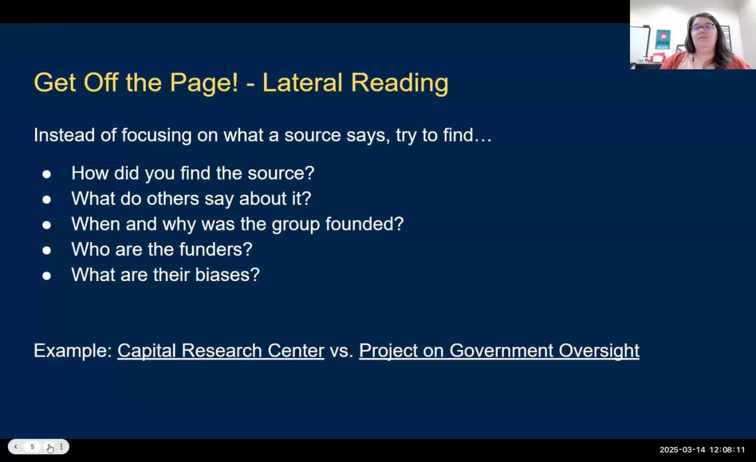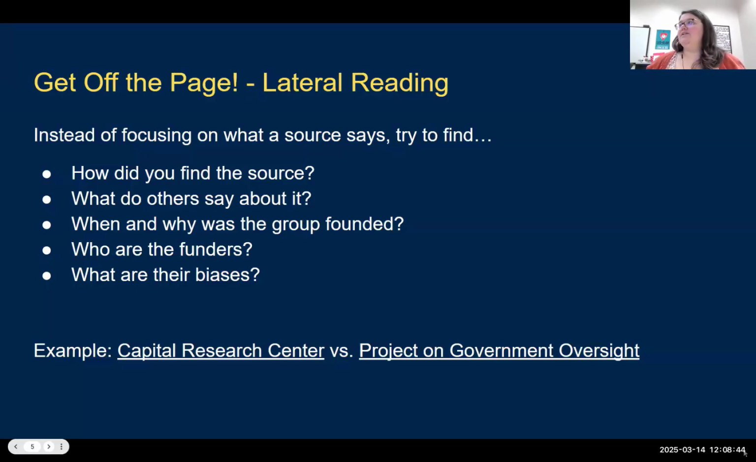What are others saying about it? Not necessarily just the report, but also the people who have published the report or who are pushing this information out there, right? Who and why was the group funded, right? If it's an academic journal, they have a particular point of view. If it's a government source or a watchdog, a lot of the time there are very particular biases that come with these groups, right? And you can also see who the funders are, and what their biases are. And sometimes you might have to look into these a little more deeply.